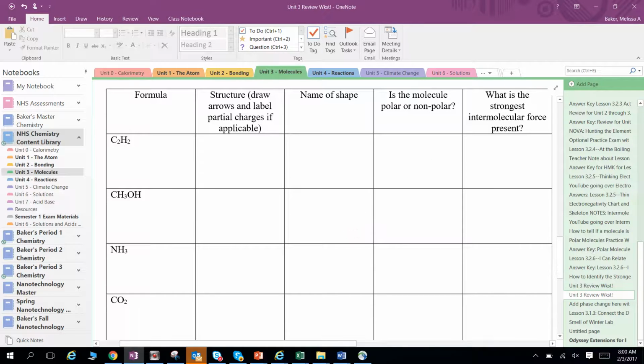And for the last table, we've got to draw some structures and name their shapes, as well as their polarity and what the strongest intermolecular force present would be. So I'm going to bond everything once, and then I see there's still 2 sets of lonely electrons. So this is a linear molecule around each of the carbons.